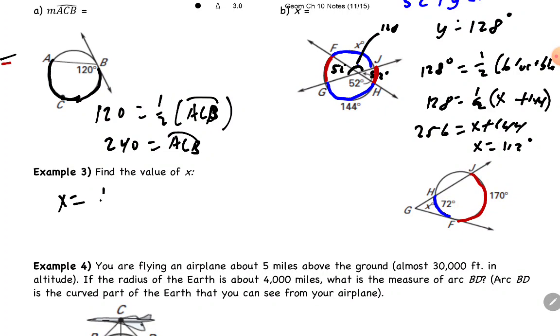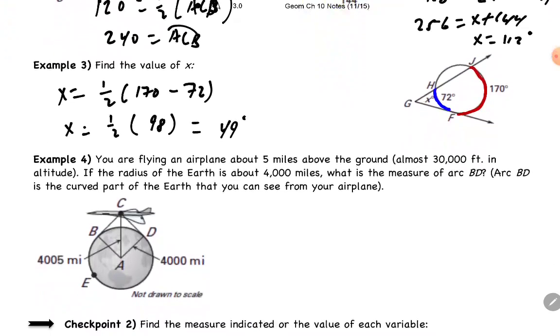So x is equal to 1/2 red minus blue, which is equal to 1/2 of 98, which is 49 degrees.